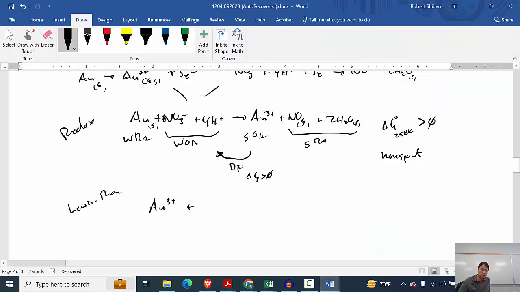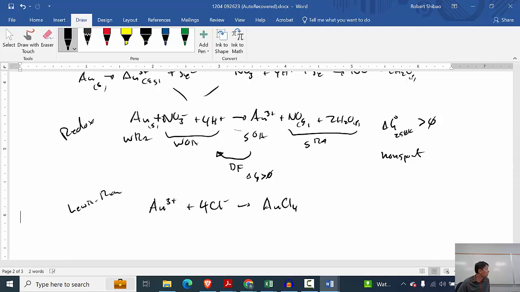And so what we can do is we can try to do this. Try to form the tetrachloro complex. This is minus 4 plus 3 is minus 1. This gold. And this is highly favorable. So delta G for this under standard conditions is much less than 0.